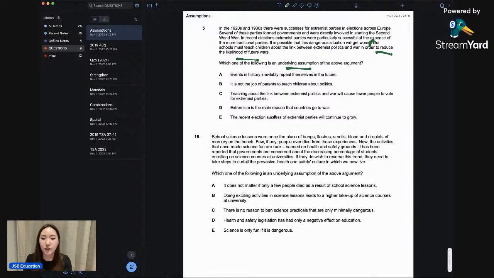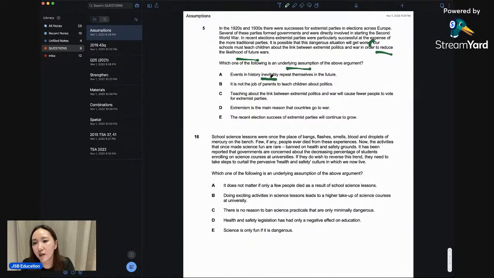So now we go through the options confidently. "Events in history inevitably repeat themselves in the future." I really tend to stay away from things that say things like "inevitably" and "never." I'm not saying 100% of the time, but the vast majority of the time, that's never really the answer. That doesn't matter. This isn't specific about what our conclusion is arguing.